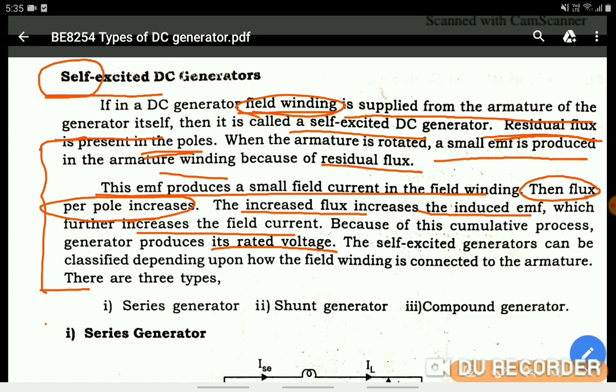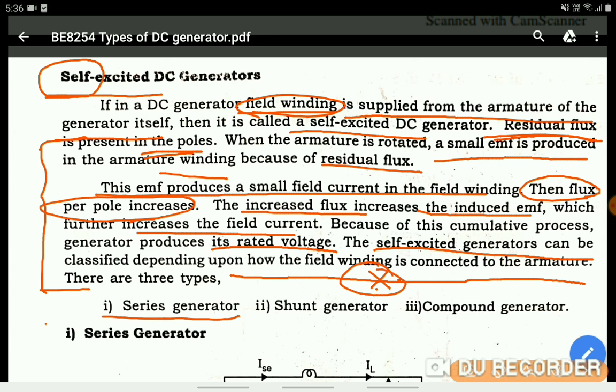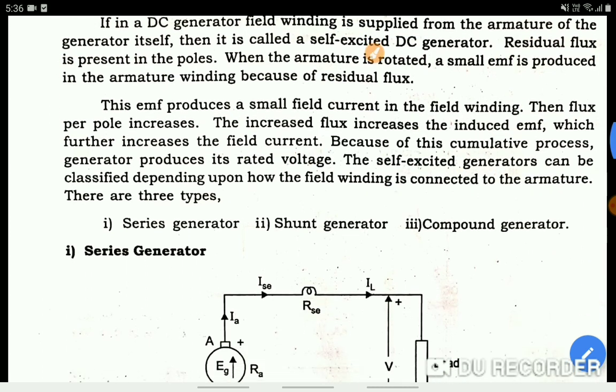Hence, the self-excited generator can be classified depending upon how the field winding is connected to the armature: as series generator, shunt generator and compound generator. This video explains the self-excited series generator type clearly.